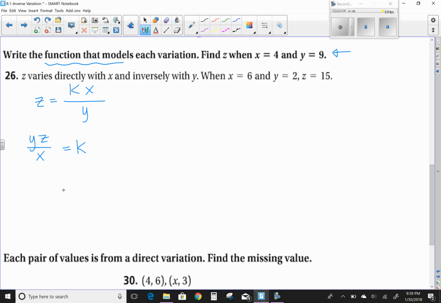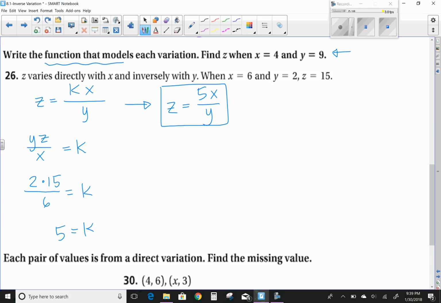And so what is y? They said y is 2 when z is 15 and x is 6. Is that what that says? All right, and so that means k equals 5. And y'all, it doesn't matter. I solved it for k. If you want to plug those numbers in right there and find out what k is, it doesn't matter. Whichever is easier for you and what you can remember to do. So that's my k. And now I'm going to write my function. So it's going to be z equals 5x over y. That's my function model.